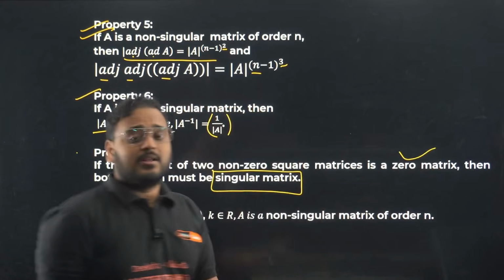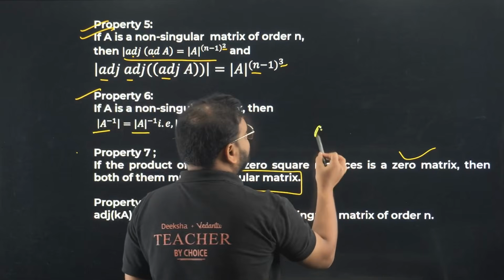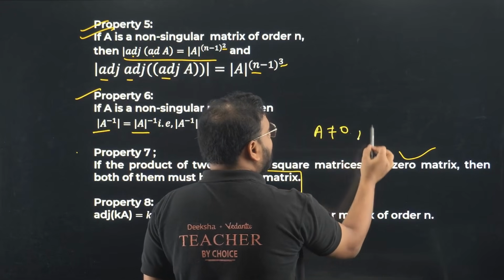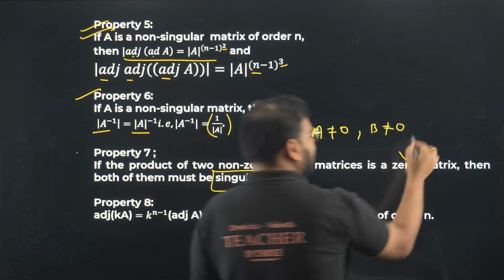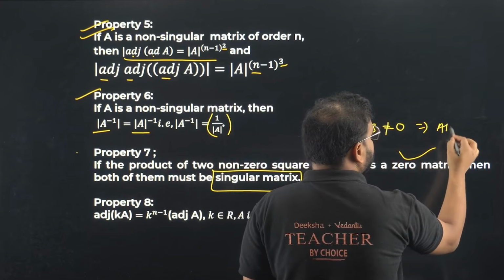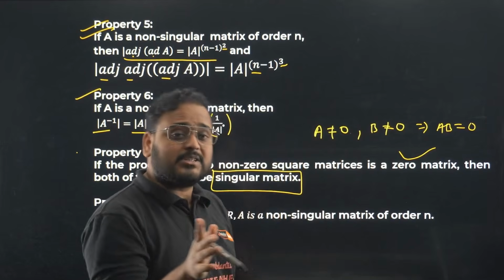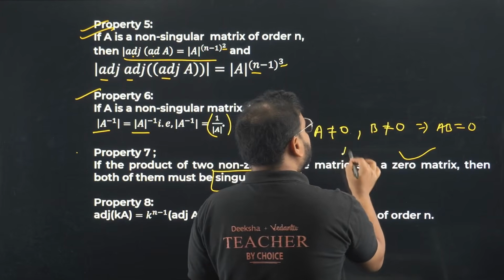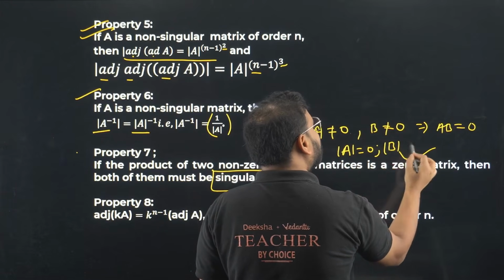It means the matrices individually should be singular in nature. Let's say I have A not equal to 0, I have B not equal to 0, but AB is equal to 0. A non-zero, B non-zero, but AB is 0. It means determinant of A has to be 0 and determinant of B has to be 0.